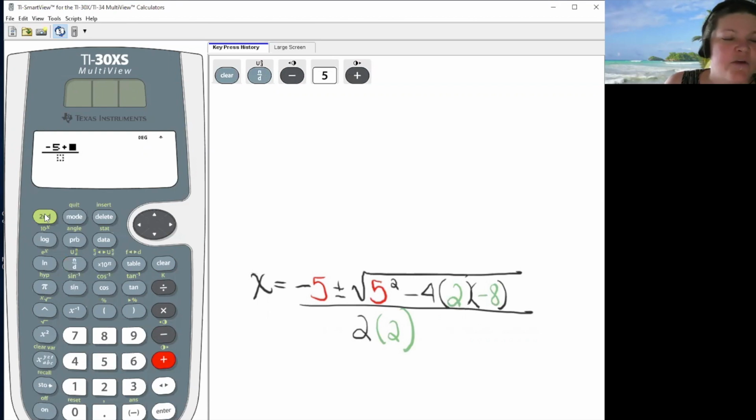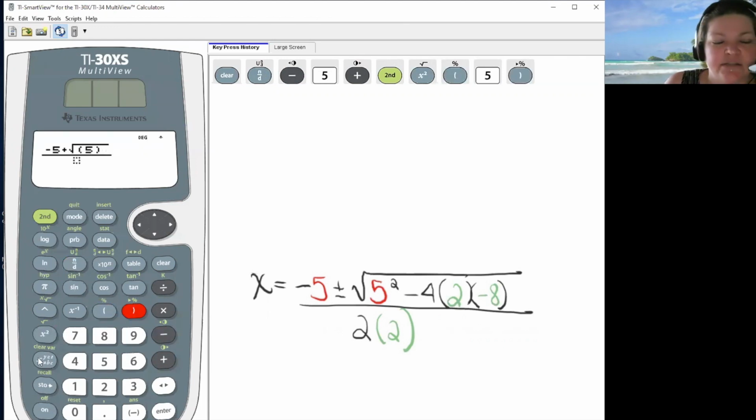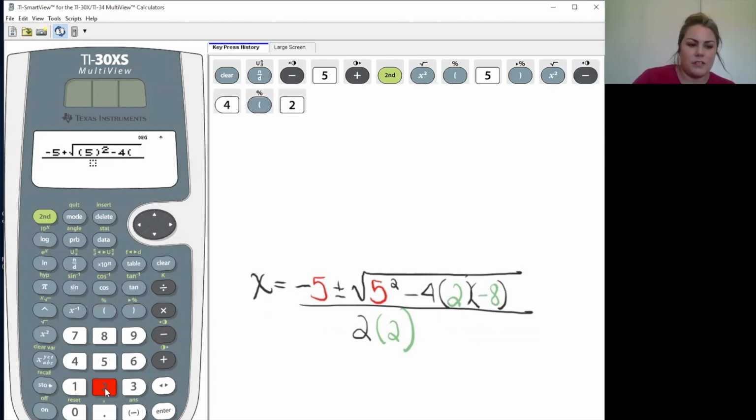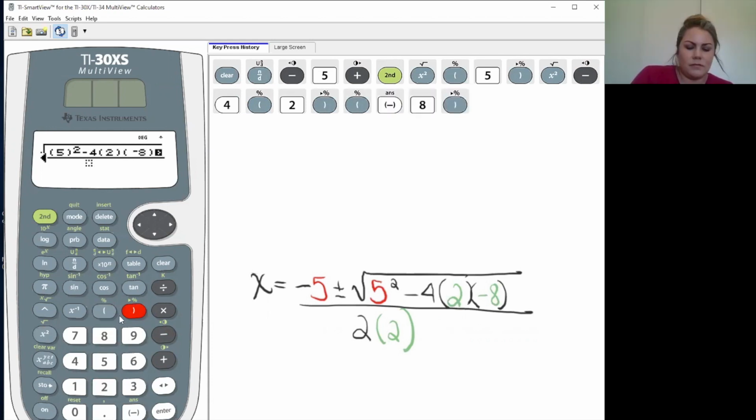And to get the square root, it's in green, so you need to hit that green second button, and then square root. And then we are squaring 5. And it actually doesn't matter if you put it in parentheses when it's a positive number, but it's just a good habit. And then we're going to square that. -4 times my a, 2, and times my c, -8. And I use the negative key, not the minus key when I'm in the parentheses.